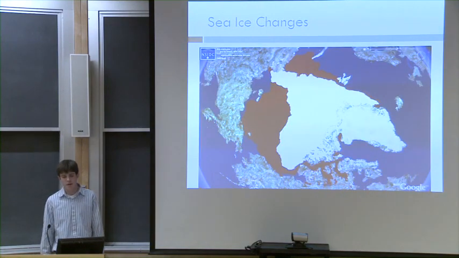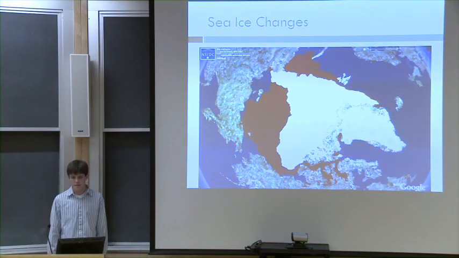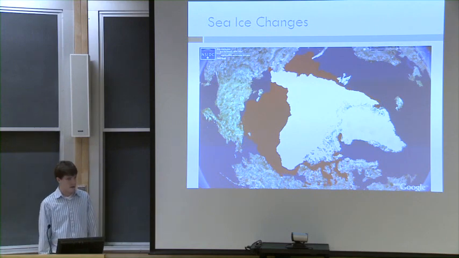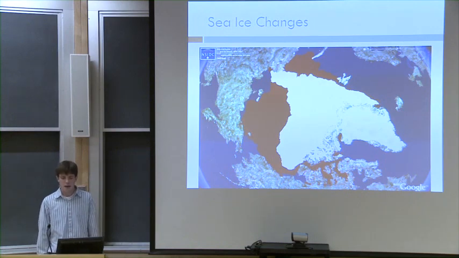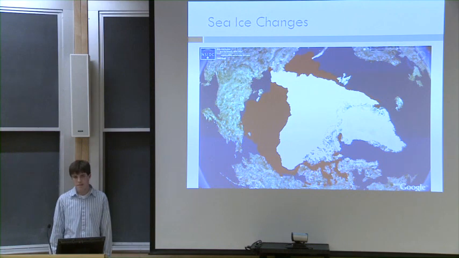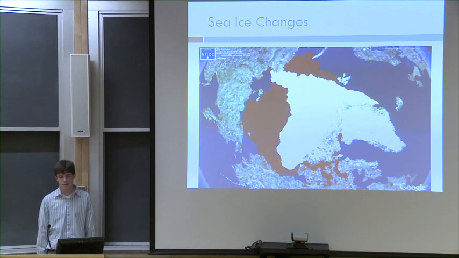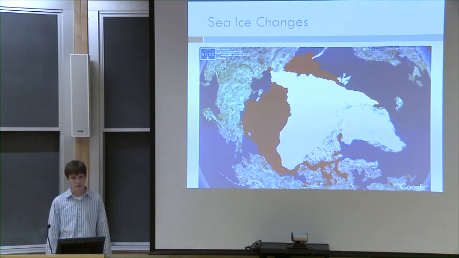If we observe the satellite images of the changes between the past and the present, the red area here shows the sea ice extent in September of 1980, and the white area shows the extent of sea ice in September of 2007. You can see that there's a much greater loss of sea ice during this summer minimum time. It's just over 4 million square kilometers in size.